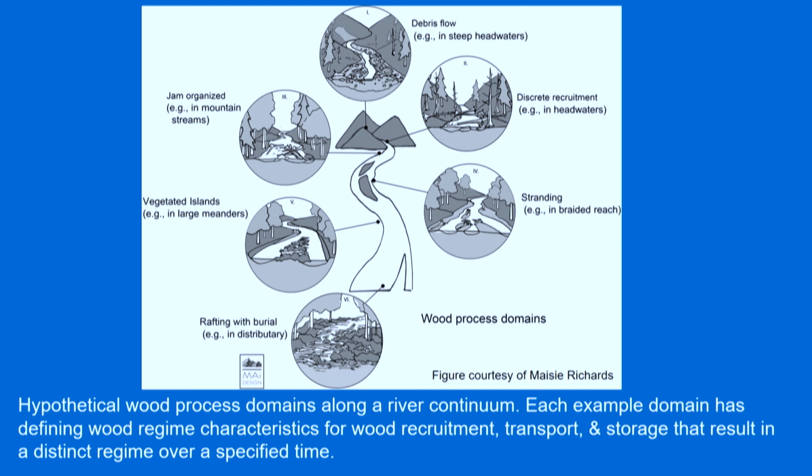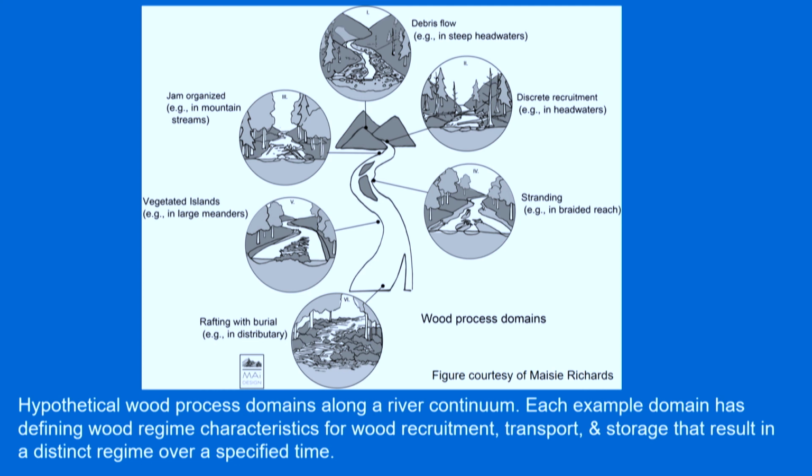But I think one way to think about how wood might come into and move through a river network and the effect it might have is to think about wood process domains. So this is just a hypothetical illustration from the headwaters down. And what we're doing with these individual circles is just pointing out differences in that recruitment, transport, and storage mechanisms as you move through a drainage network.